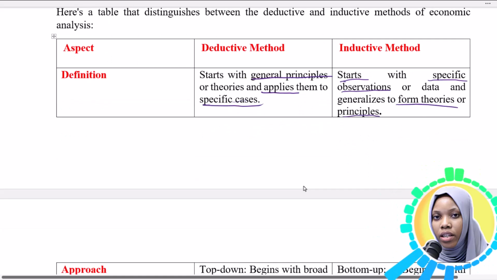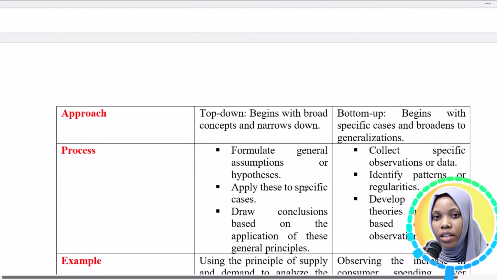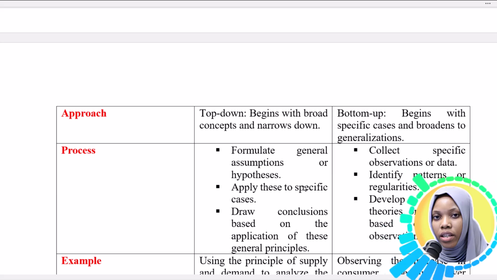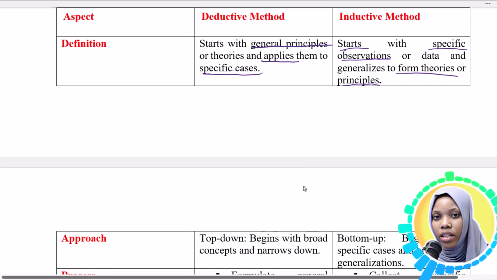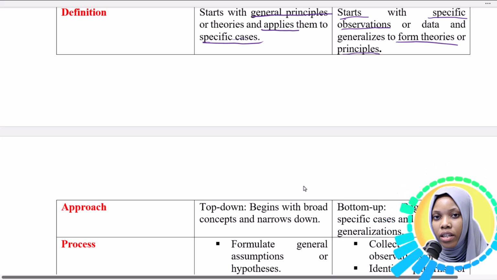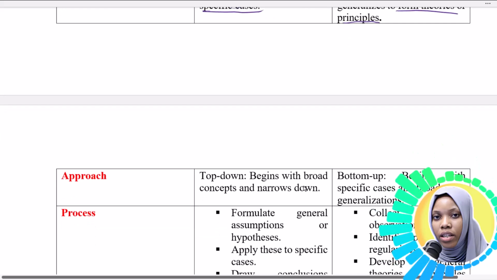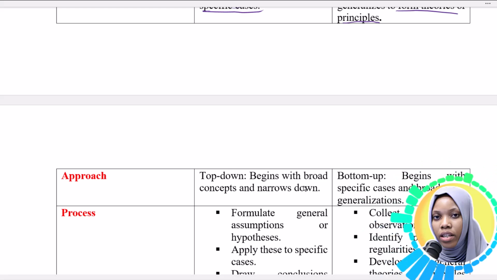Our second difference is on the approach. The approach of the deductive is top-down, which means it begins with broad concepts, like we have said from the definition, general principles, and then applies them to specific cases. That is narrowing down. The approach of the inductive first begins with specific cases and broadens to generalization. So this is bottom-up and this is top-down.